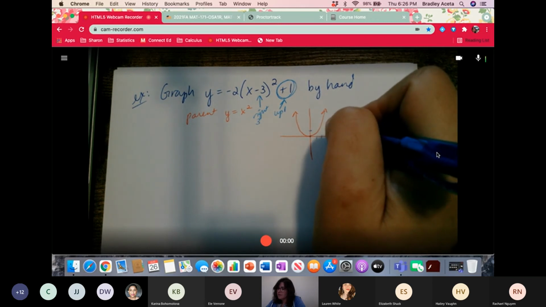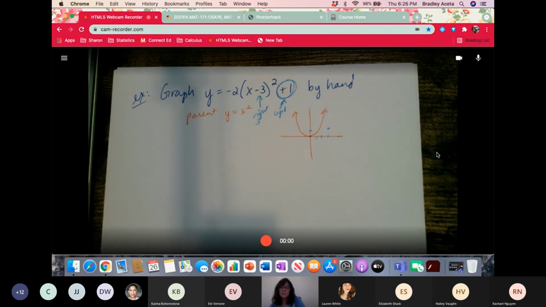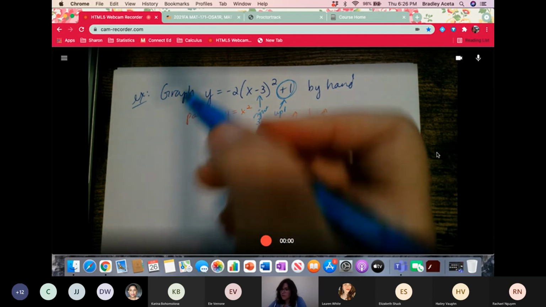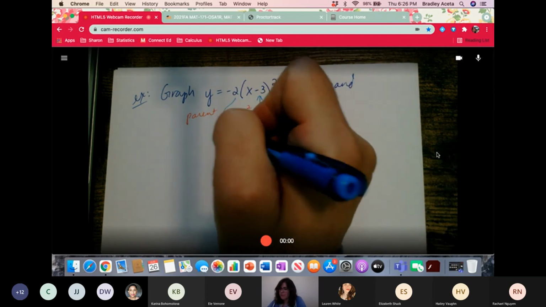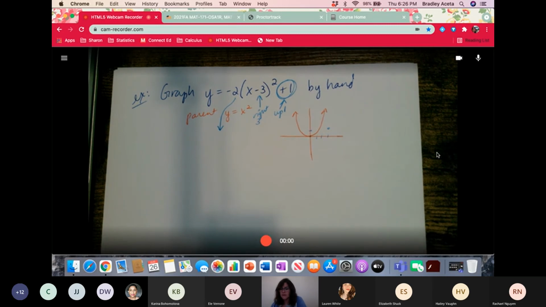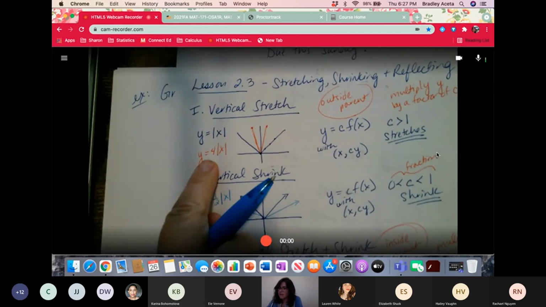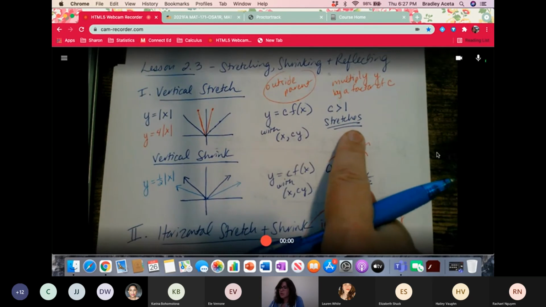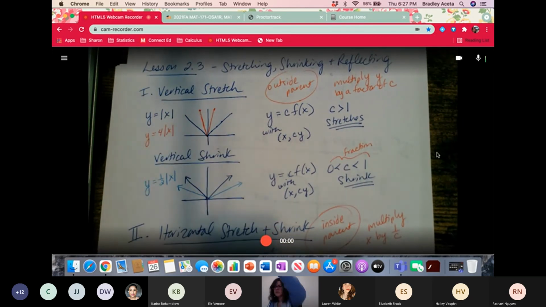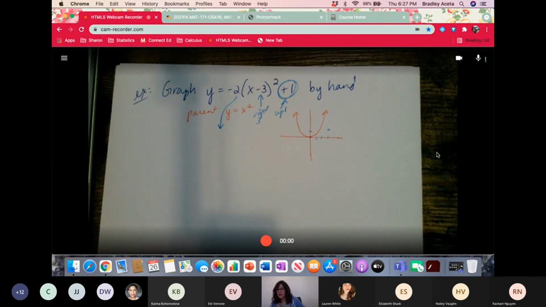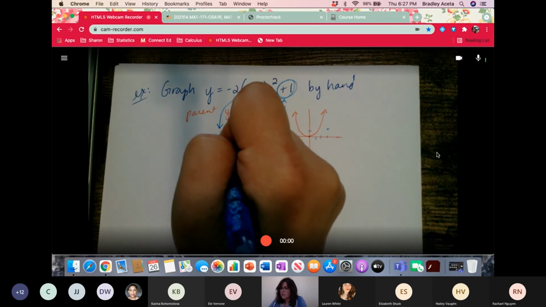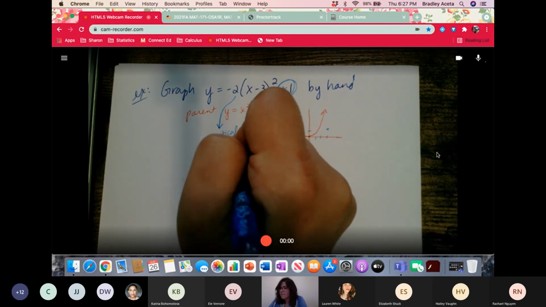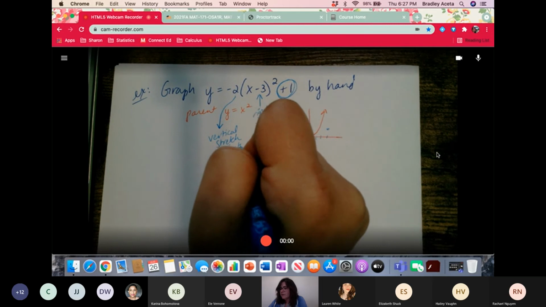So I know my vertex is going to be right about there. Now, the 2 on the outside of the parent, again, go to your notes. That's why we take notes. The 2 is on the outside. Oh, this had a 4 on the outside. This had a 1/2. So I'm going to look at this one. The 2 on the outside stretches it vertically. It pulls it up, so it's going to be quite narrow. So this is a vertical stretch by a factor of 2.